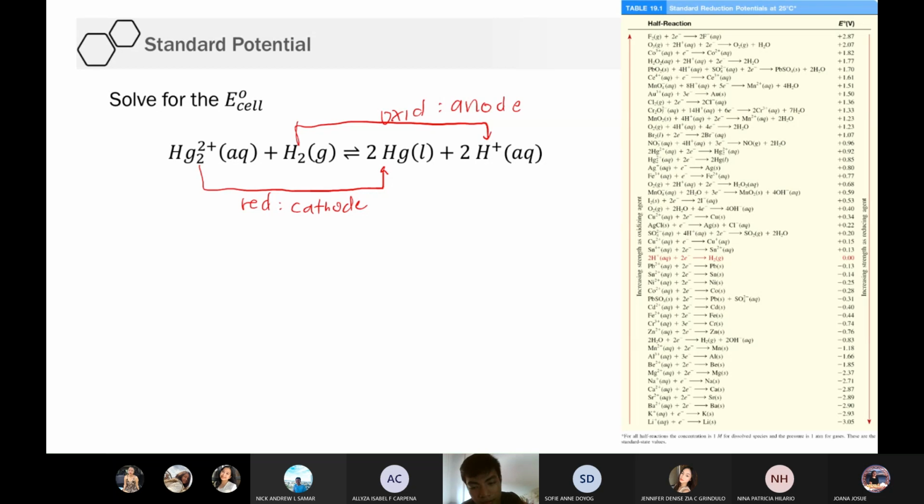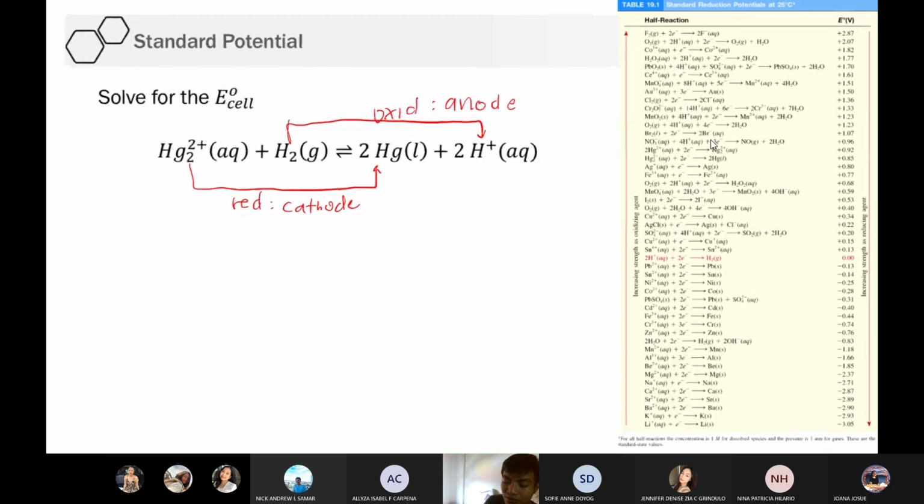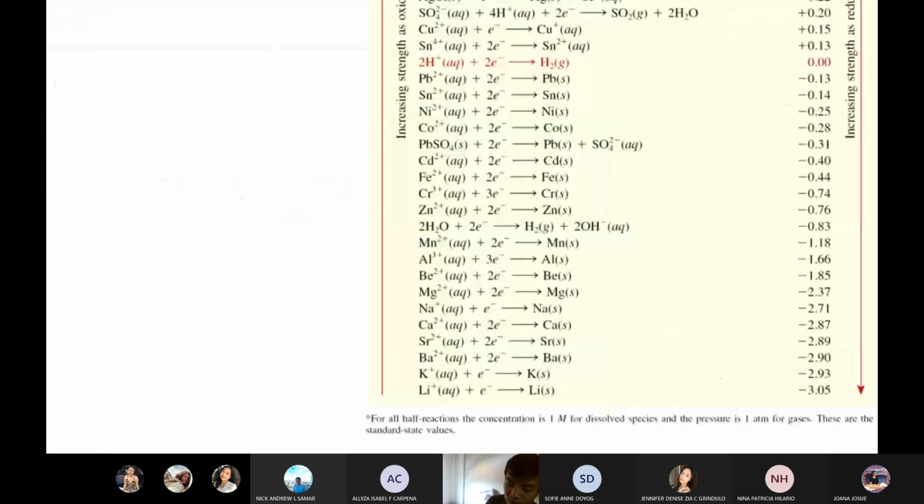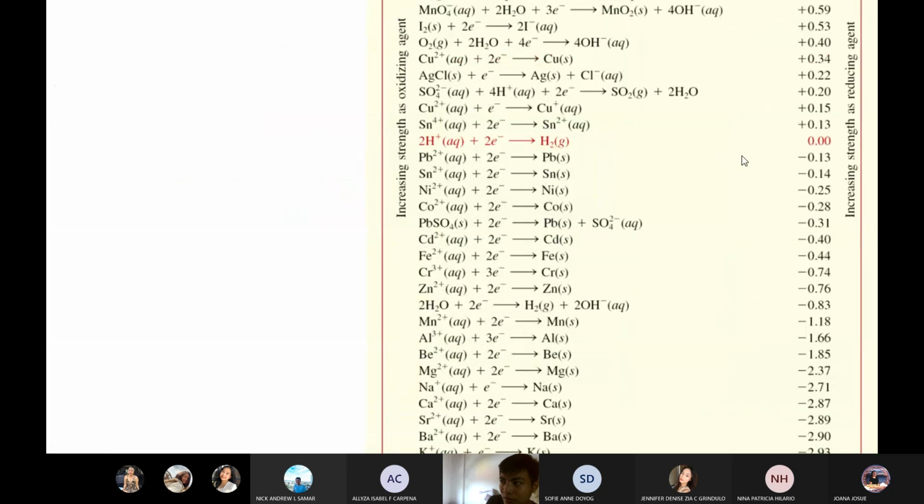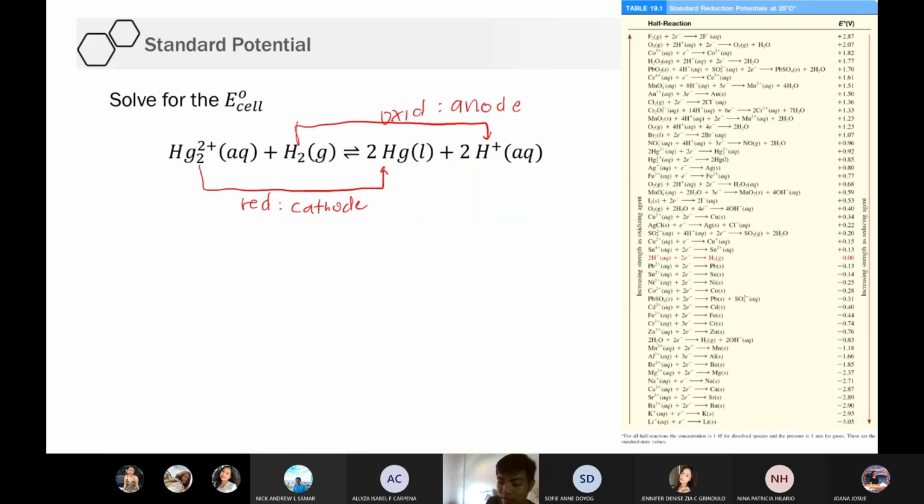Kailangan by now, mabilis na kayo mag-identify ha. Sino yung anode, sino yung cathode. Then look at the table. Hanapin natin yung H2 H+. Ang sagot doon ay 0. Kasi kapag may H2 H+ ka, tawag doon standard hydrogen potential. So siya yung baseline, siya yung 0. Okay, so E anode equals 0.